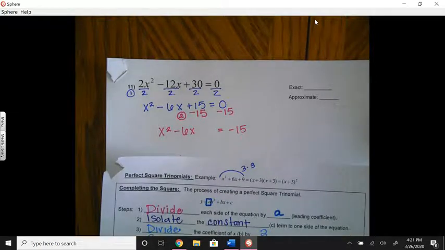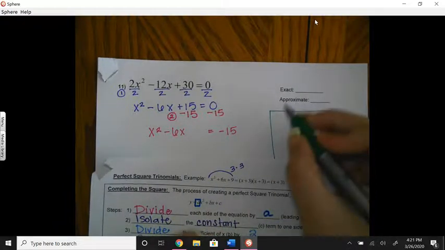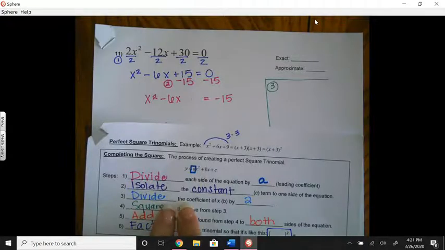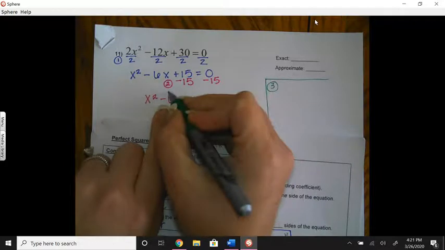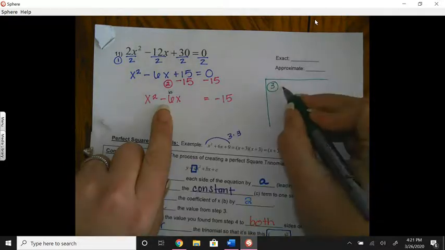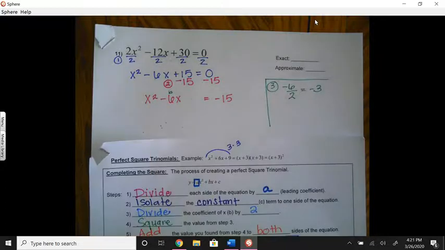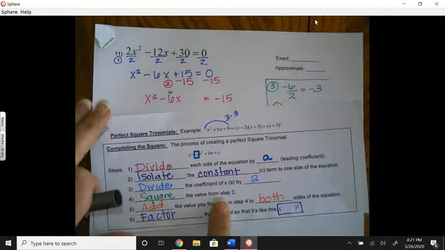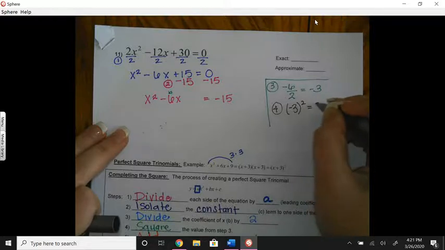Step 3, I like to do this in a very organized manner. I'm going to do it on the side here. Step 3 is I'm going to divide the number in front of the x. We call that the b value. So this number right here. We're going to divide that number by 2. And then step 4 is we are going to square this value. So step 4 says to square that number. So take that negative 3 and square it, and we would get 9.